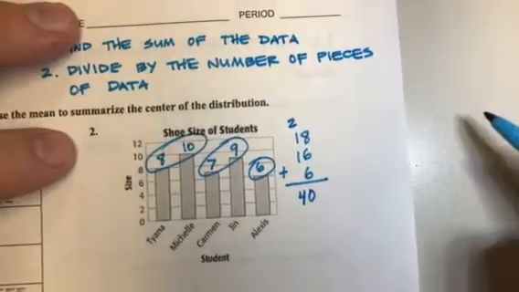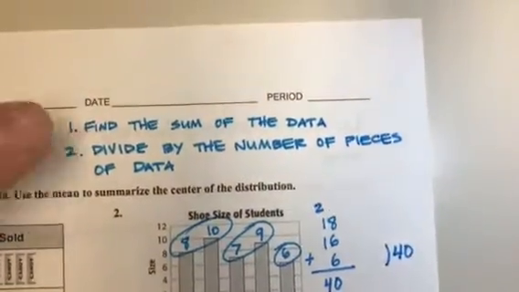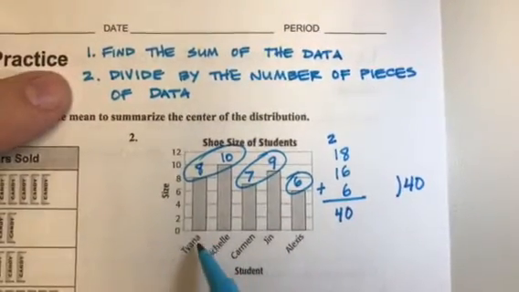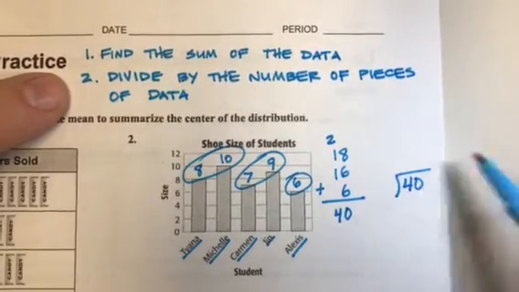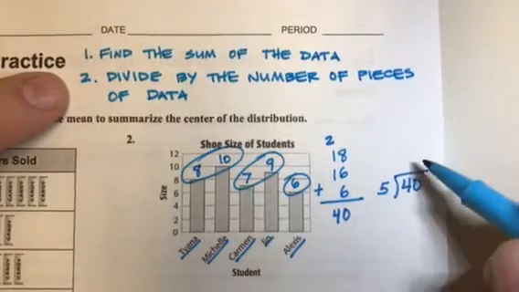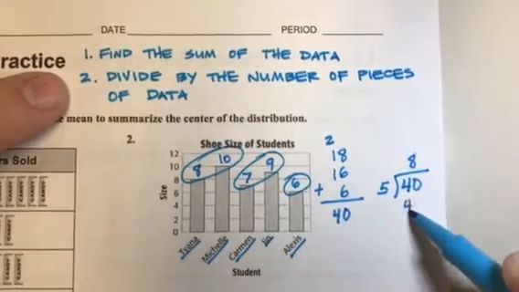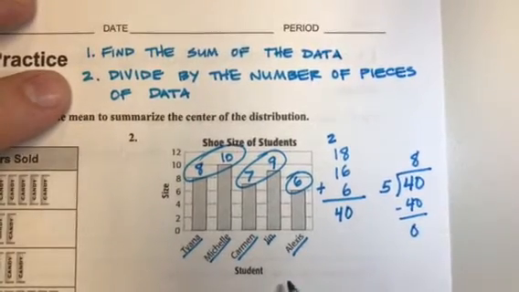is our total, and now I'm going to divide that by the number of pieces of data. And so my data in this case are the students. I talked to 1, 2, 3, 4, 5 students. So I'm going to divide my total of 40 by those 5 students, which is easy to do, and that's just 8. So no remainder. So 8 is the average shoe size.